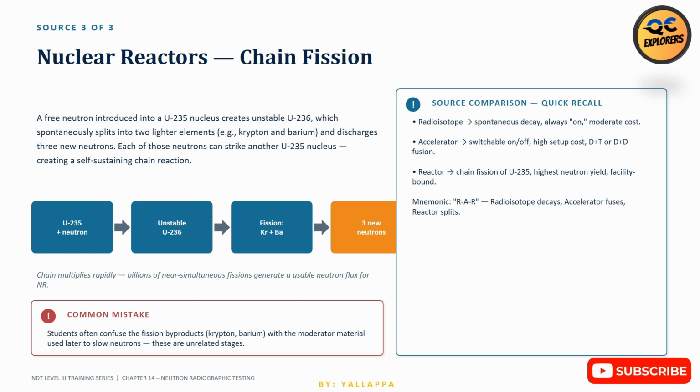Now that we've learned how neutrons are generated, the next question is equally important. The neutrons leaving these sources are fast, energetic, and traveling in every direction. They are not yet suitable for producing a high-quality radiographic image. So how do we transform this chaotic stream of neutrons into a controlled inspection beam? That's exactly what we'll explore in the next slide as we discuss beam preparation through moderation and collimation.